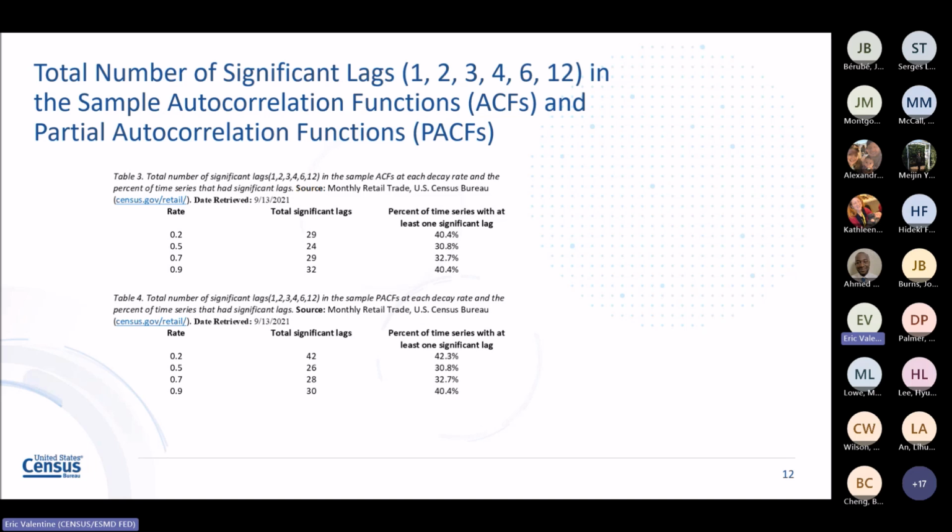Here I have tables of the total number of significant lags in the sample autocorrelation function, or the ACF, and the total number of significant lags in the sample partial autocorrelation function, or the PACF. And this is just out of a subset of lags of 1, 2, 3, 4, 6, and 12. I focused on these lags because MRTS consider these to be the most important lags. These tables show that the fewest significant ACF and PACF lags occur at decay rate 0.5, as well as the fewest percent of time series that have significant lags.